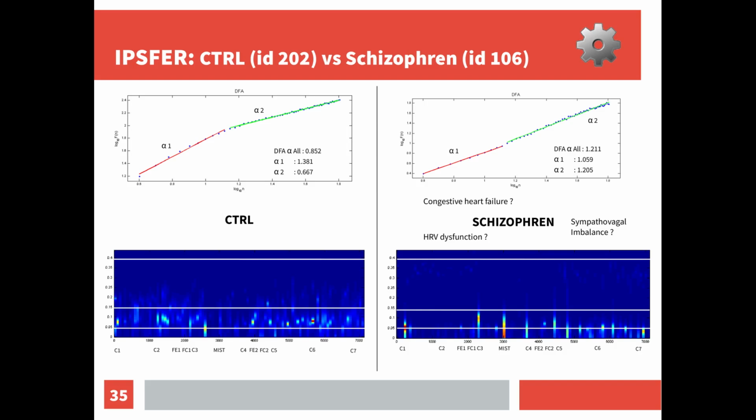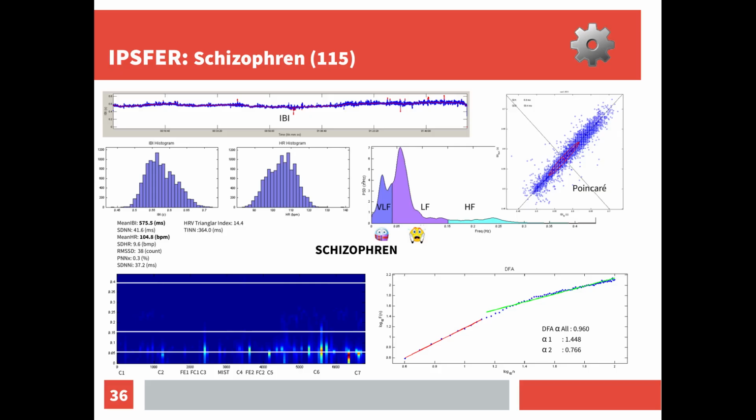Analyzing heart rate variability in schizophrenia, we observe a DFA alpha all of 0.960, indicating altered autonomic regulation. The mean interbeat interval is 575.5 milliseconds, with a mean heart rate of 104.8 beats per minute. Notably, the SDNN is 41.6 milliseconds, and the RMSSD is 38, reflecting reduced parasympathetic activity. These metrics highlight significant autonomic dysfunction in schizophrenia.